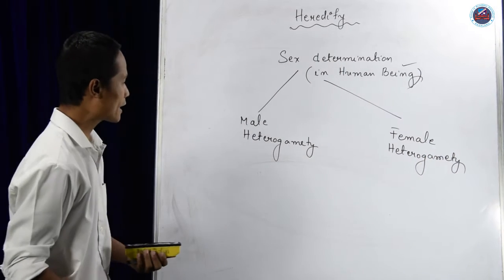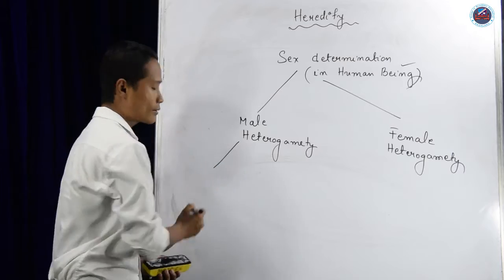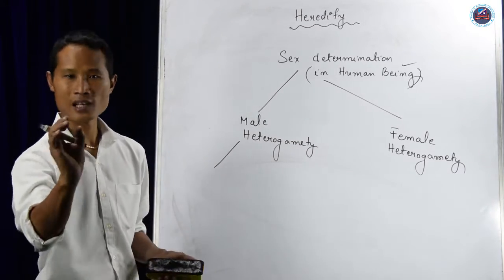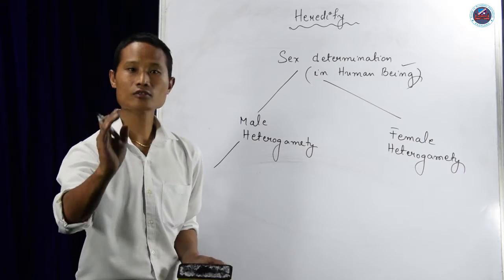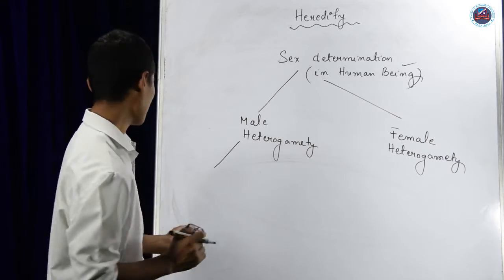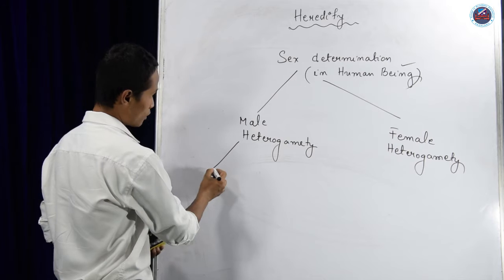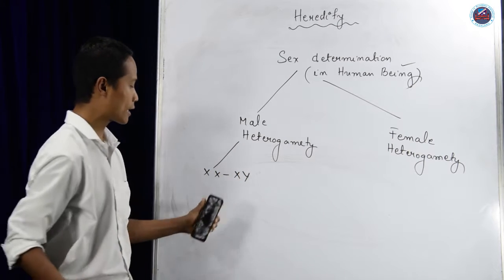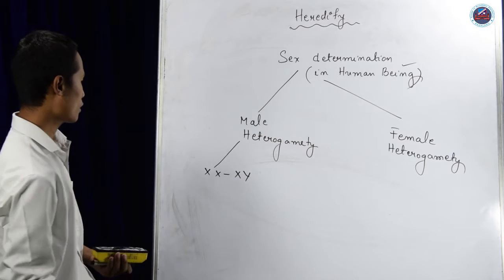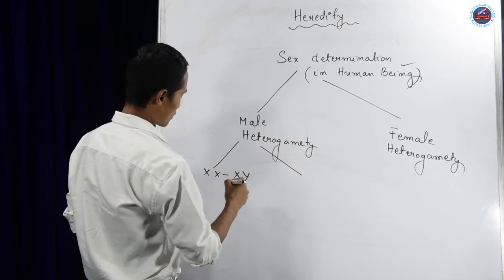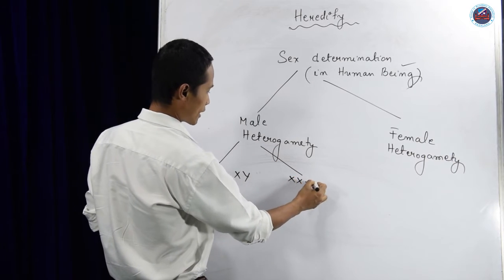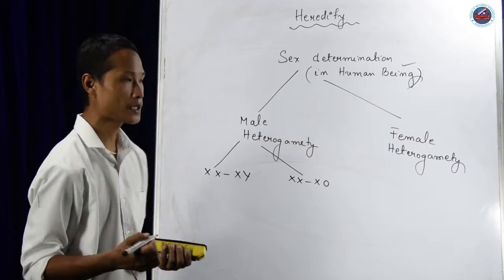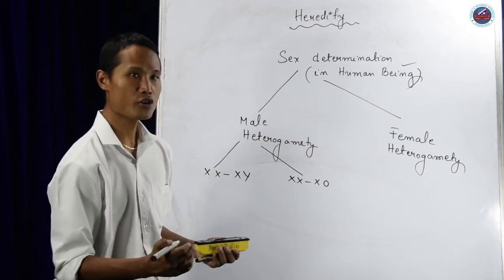Male heterogamety is a type of mechanism that has been observed in human being and Drosophila, like the fruit fly. So let's say XX dash XY. This is a kind of sex determination, and XX dash XO, not O, 0. In the case of grasshopper, there are 24 chromosomes.